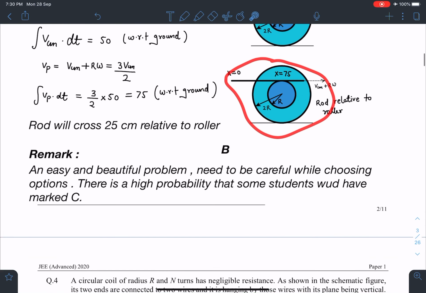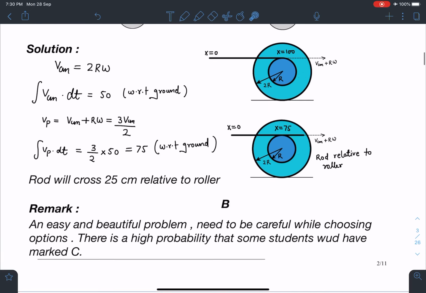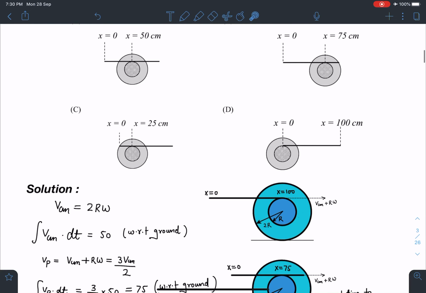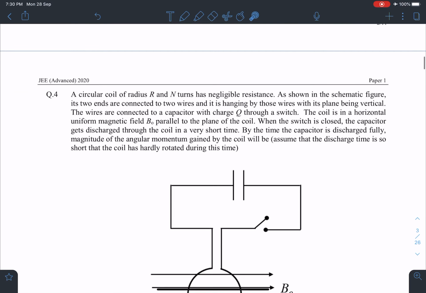And if you see, it's an easy and very beautiful problem. You need to be very, very careful while writing your answers, and there is a very high probability that some students would have marked option C. If you are one of them who has marked option C, please write your comments. Let's move to the next problem.